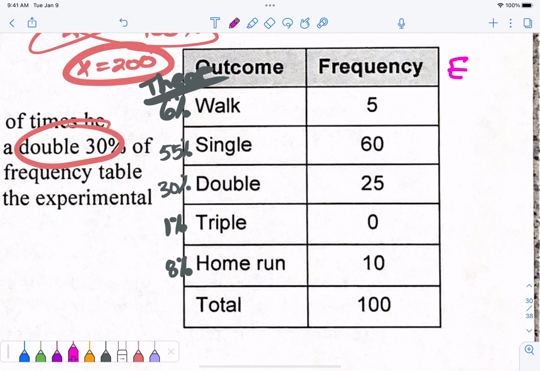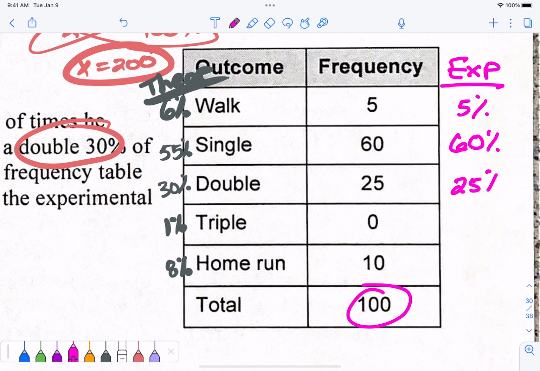So let's talk about experimental probability now. The total number of times I made it on base was how many? 100, which makes calculations really easy. 5 times I got a walk, which 5 out of 100 is 5%. What percent single? 60. What percent double? 25. I got no triples this year, or whatever period we're talking about. And then 10% home run. So I am getting more home runs, but I'm getting fewer triples, etc. That's how these are breaking down.